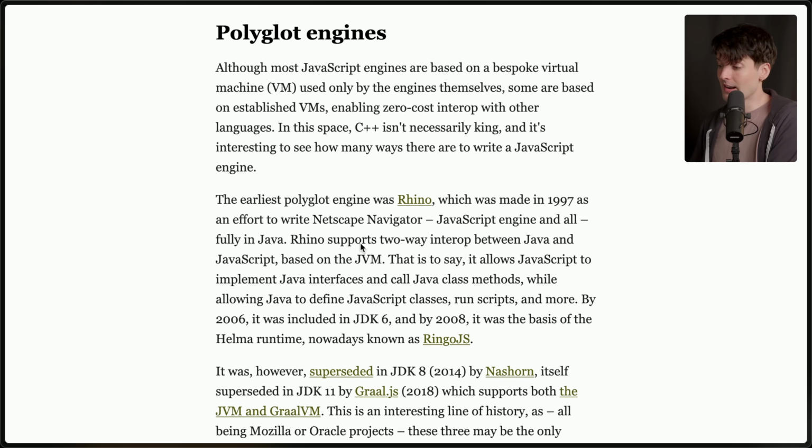The original polyglot engine was Rhino, which was made in '97 as an effort to write Netscape Navigator's JavaScript engine and all, fully in Java. Very interesting. I was 2 years old at the time.